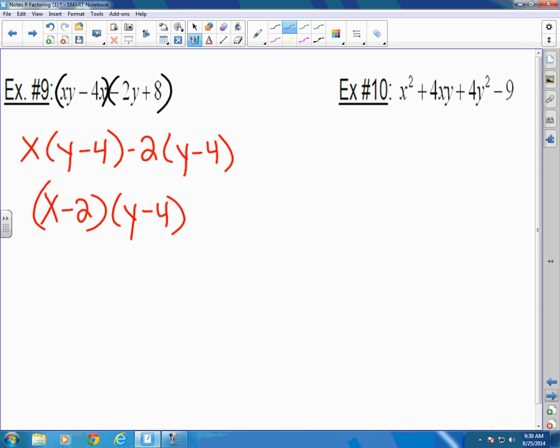Do a mental FOIL to make sure that you have the same as what we started with. So we have x minus 2 and y minus 4. The last one, of course, we have to have a challenge problem in here, and this last one is definitely a challenge problem. There is one typo that I want to make sure that you're noticing. The second term, you have 4x, but you need to change it to 4xy. That y term has to be there because there's a y squared in that third term, so we need that y in the middle term.